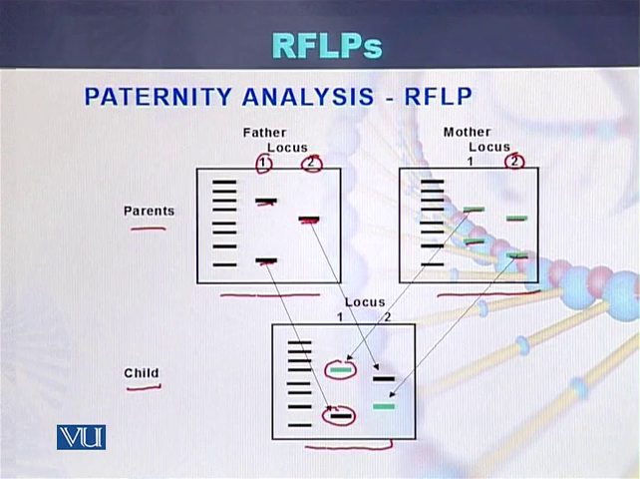So if we see what the child has got from the parents, the child has got this band or this allele from the father, while this allele from the mother. So with the help of restriction fragment length polymorphism, we can perform the paternity analysis.